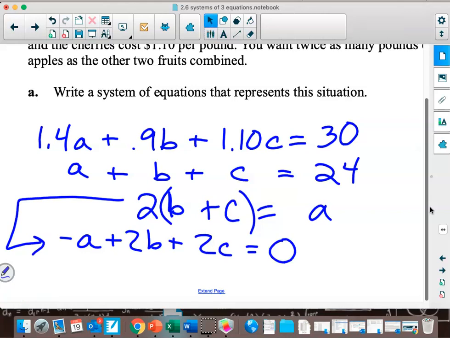But anyway, there's your 3 equations. And then you can go from there because you guys are so good at this. All right, I am going to stop right there.